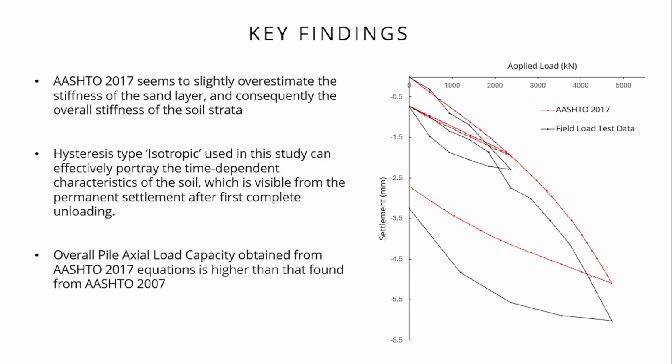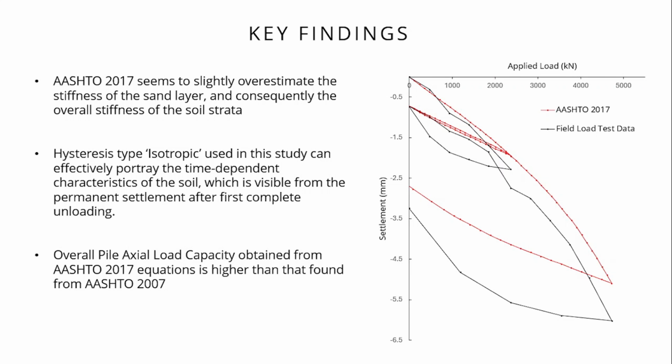So we can say that the AASHTO 2017 method slightly overestimates from this analysis. We can say that it slightly overestimates the stiffness of this sand layer. But we can see that after the first unloading, the permanent deformation that has occurred in the soil from the load test data and also from the analysis, we can find the same value. So we can say that the hysteresis type that we had selected, that isotropic hysteresis type, can effectively portray the time dependent characteristics of the soil.